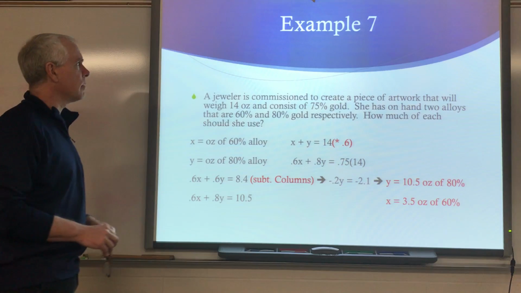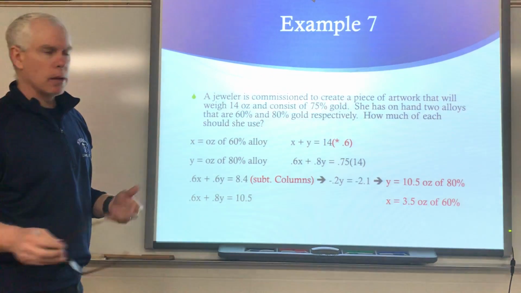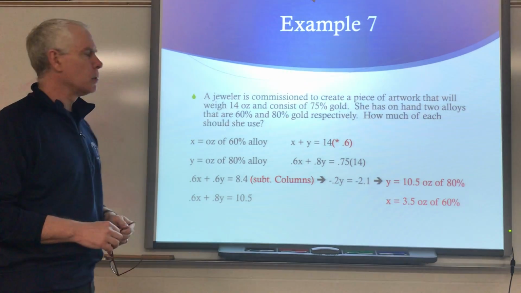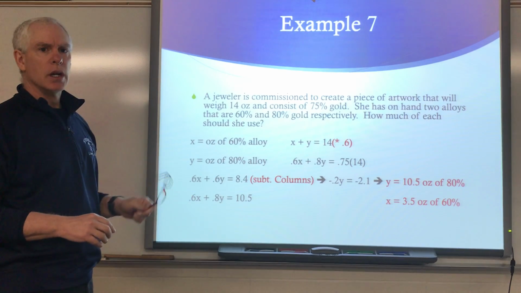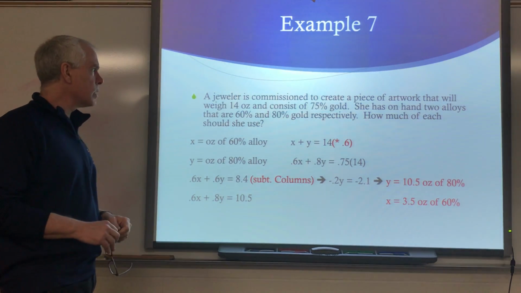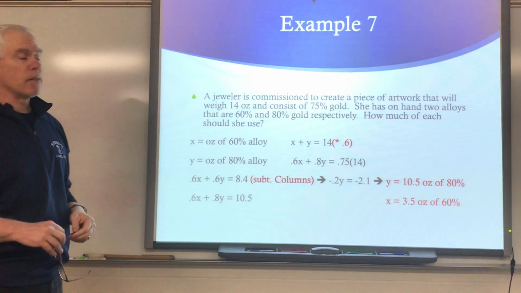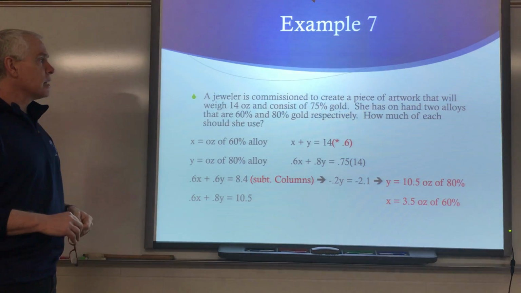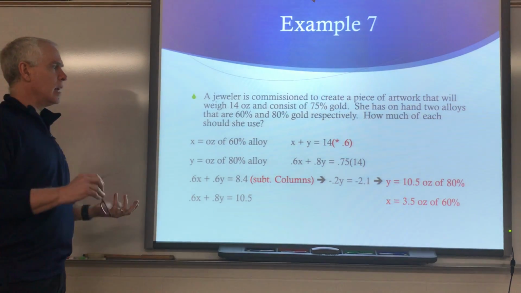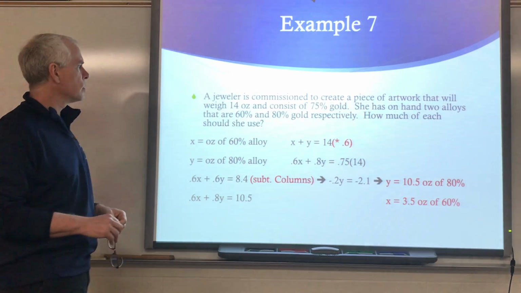All right, so example 7. Now we're getting into kind of a word problem version of this. We're still going to solve a system, but we have to think of how we're going to write the equation. It says a jeweler is commissioned to create a piece of artwork that will weigh 14 ounces and consist of 75% gold. She has on hand 2 alloys that are 60% and 80% gold respectively. How much of each should she use?